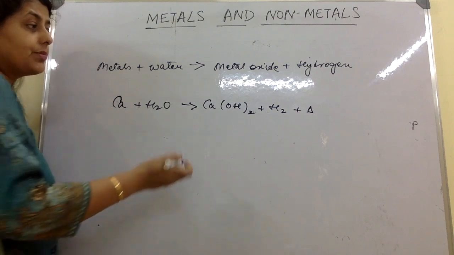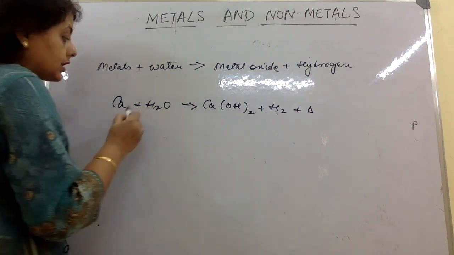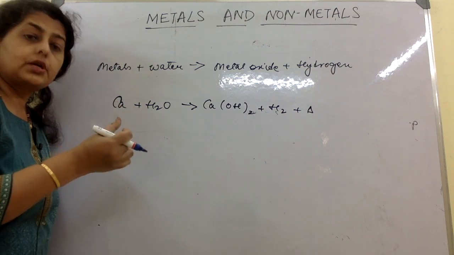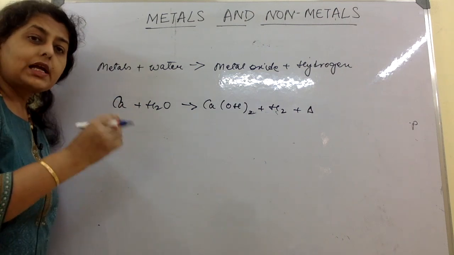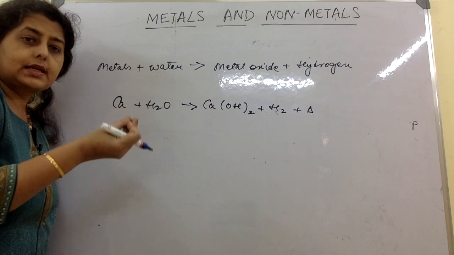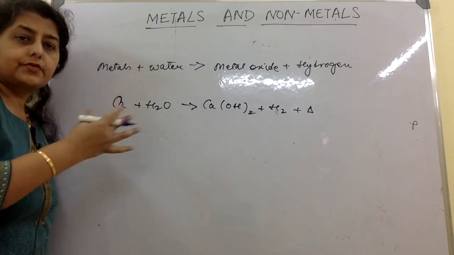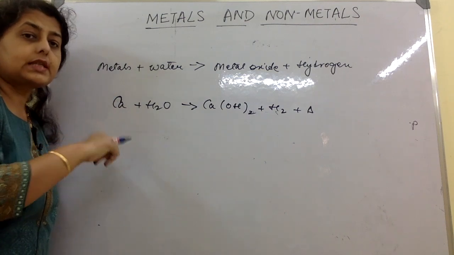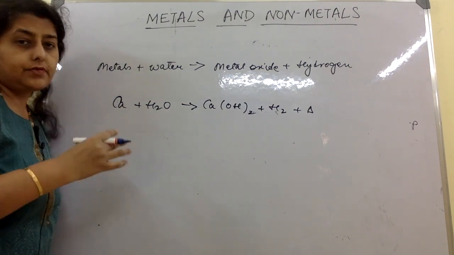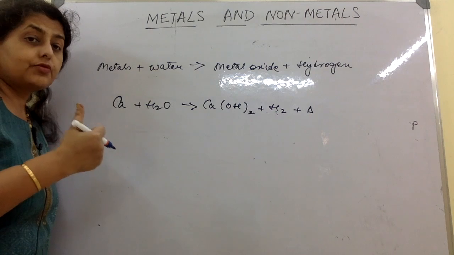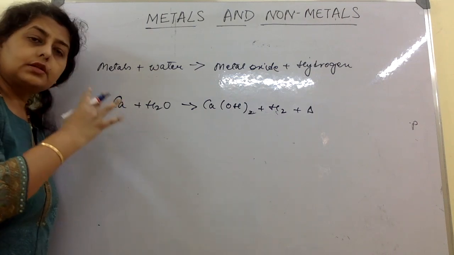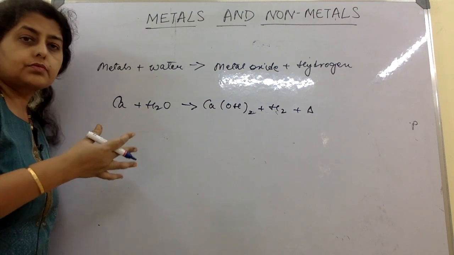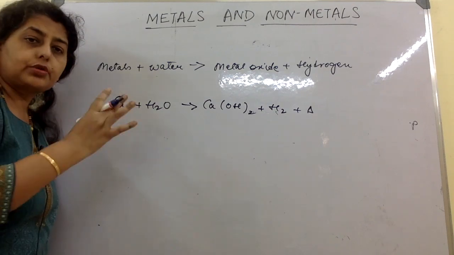It starts floating because hydrogen gets formed on the surface of the calcium, and so that makes the calcium piece light, and it starts moving on the surface of the water very fast. So calcium is not as vigorous as sodium and potassium. Lithium of course is a very vigorous reaction. In fact for school level we don't even talk about lithium.